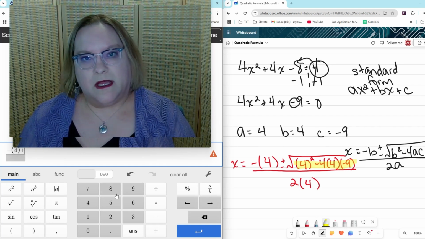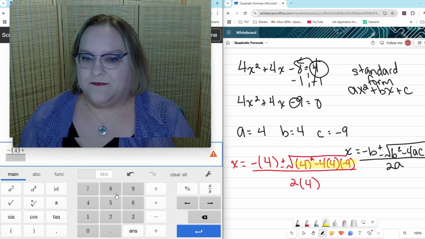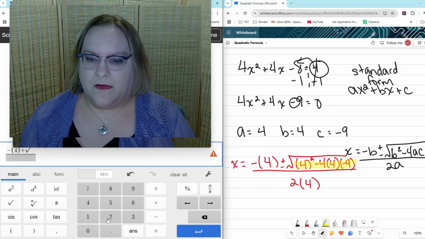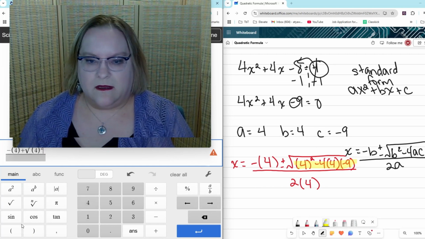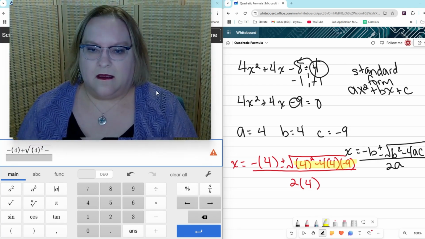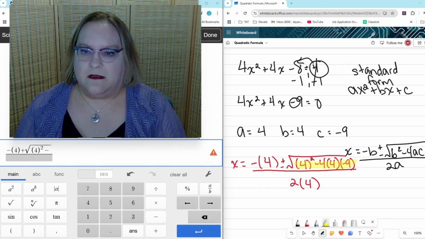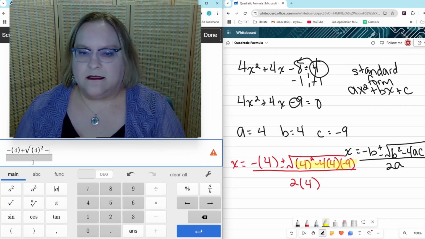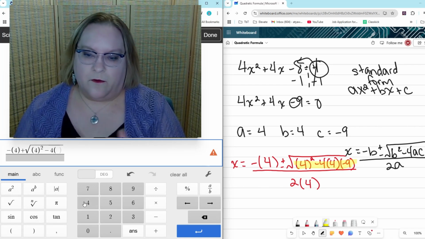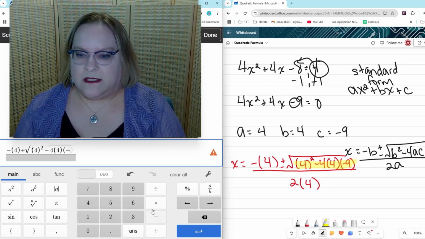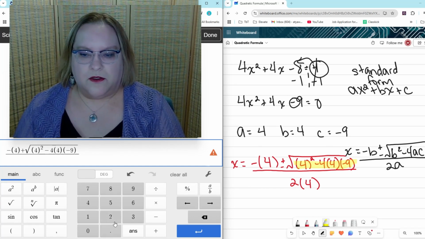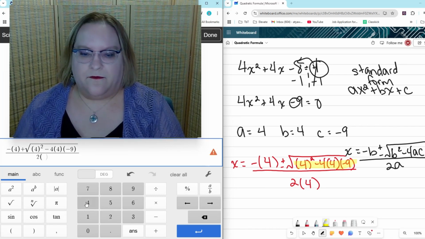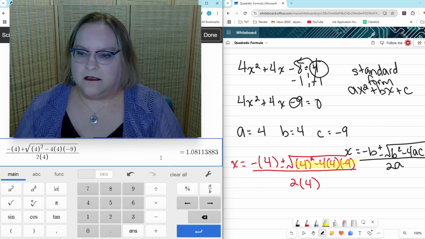On Desmos, go ahead and do the plus first, and then we'll copy it and do the minus. So we're going to do plus the square root of, and now we're going to square that 4, minus 4 times a, which is 4 again, times c, which is negative 9. And then down here we are going to do 2 times a, which was 4.